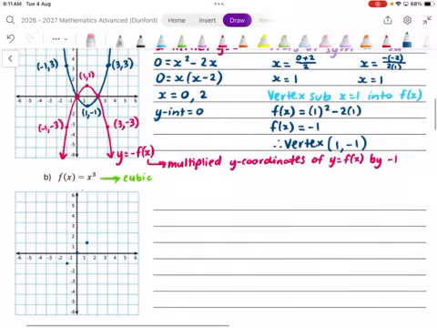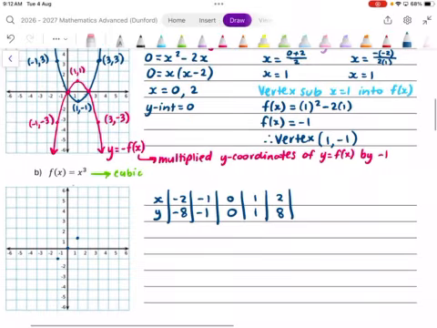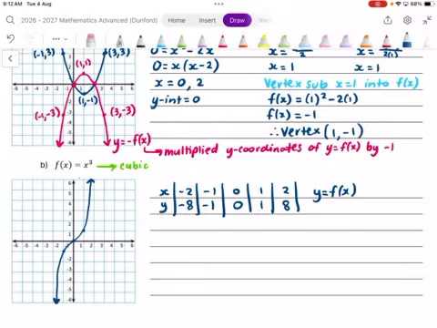If you want, you can draw up a little table of values so that you have these written down, but you don't have to. -8, -1, 0, 1, 8. Okay, and that is for our y equals f of x. So our cubic looks like so. We want to keep it nice and skinny because at 2 it's got to be at 8, and at -2 it's at -8. So that is our graph y equals f of x.